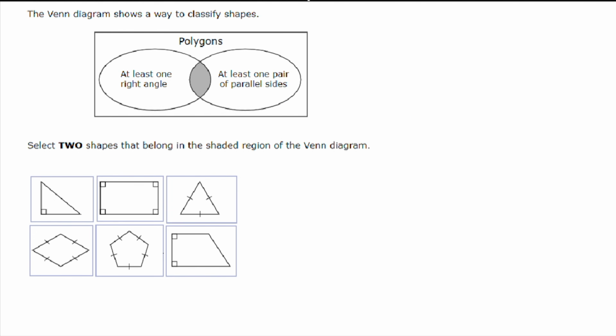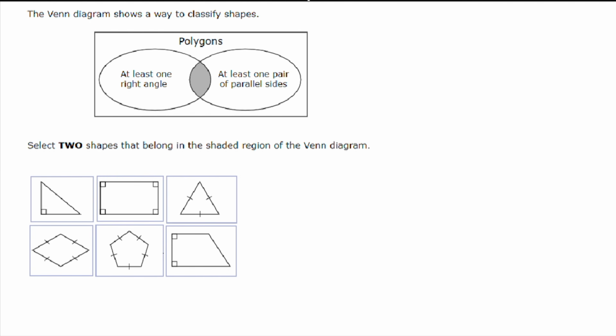All right, let's look at question number 4. The Venn diagram shows a way to classify shapes: at least one right angle, at least one pair of parallel sides. Select 2 shapes that belong in the shaded region of the Venn diagram. The shaded region basically means that we need a shape that has this characteristic and this characteristic. So the shapes need to have at least one right angle and at least one pair of parallel sides. So let's look at what we have.